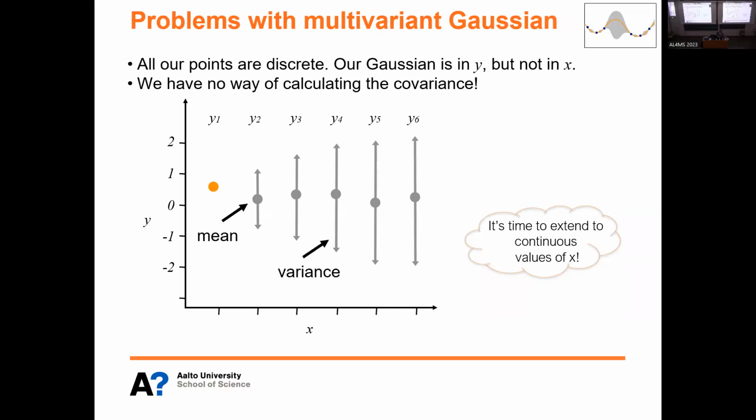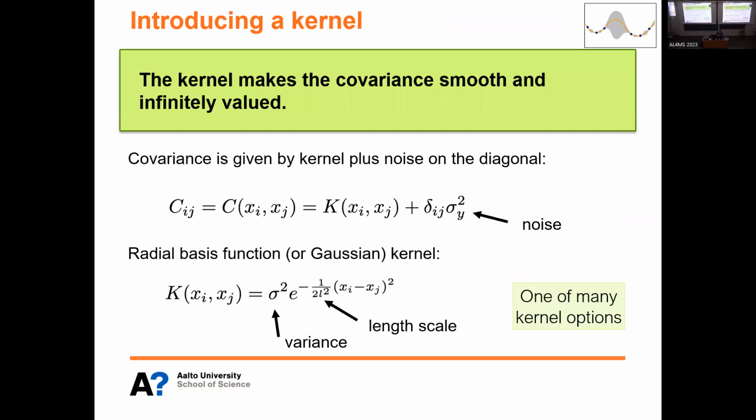But we cannot really calculate the covariance in practice. So now we extend to the continuous values of x by introducing a kernel. You already explored some examples of kernels yesterday, so there are many kernel options that you can pick. And the idea of the kernel is to basically introduce our knowledge on the x-axis to the model.